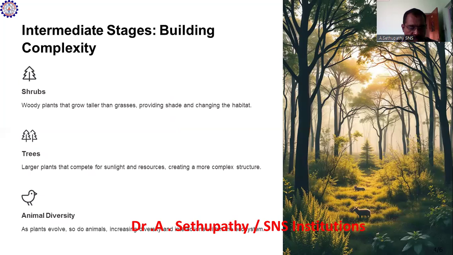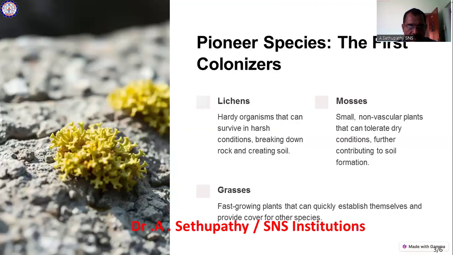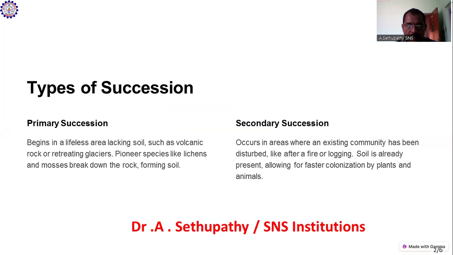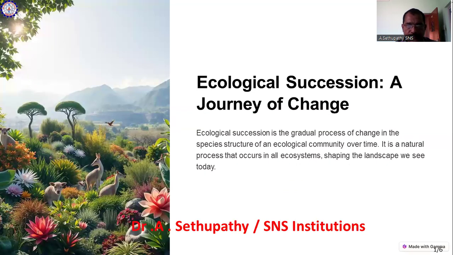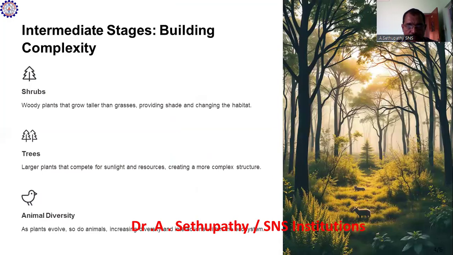Then animal diversity: as plants evolved, so did animals, increasing diversity in the ecosystem. That is animal diversity.